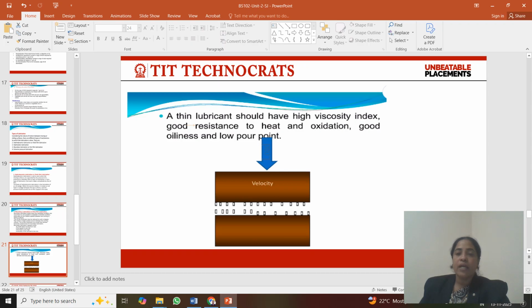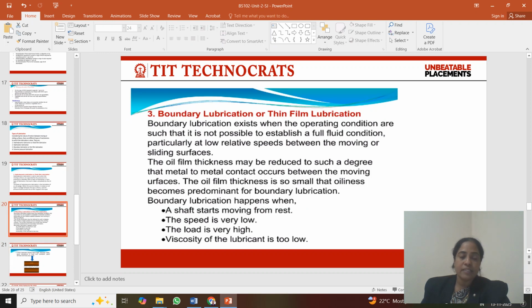A thin film lubricant should have a high viscosity index, good resistance to heat and oxidation, good oiliness and a low pour point. Basically, the liquid lubricant is not so important for the boundary or thin layer mechanism between machinery parts. Strictly, we follow this mechanism for semi-solid and solid lubricants, because both categories may have high viscosity, high flash and fire point, and better lubrication properties as compared to liquid lubricants. That's why the thin layer mechanism is specifically defined for solid and semi-solid lubricants.